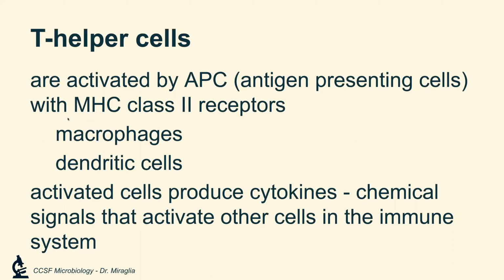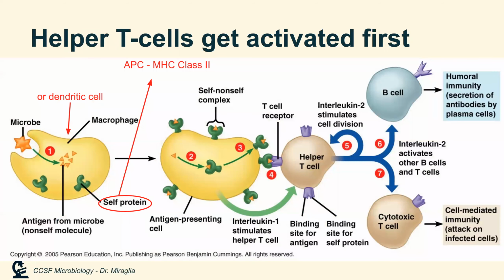Remember last time when we were talking about macrophages and dendritic cells, and we said that they are able to be activated by antigen-presenting cells? We want to talk about how this works, because in order for your B cells and your cytotoxic T cells to do their job, we actually need to activate T helper cells first, because they're going to make chemicals in the form of cytokines that will activate the other cells in the immune system. So let's talk about how this works.